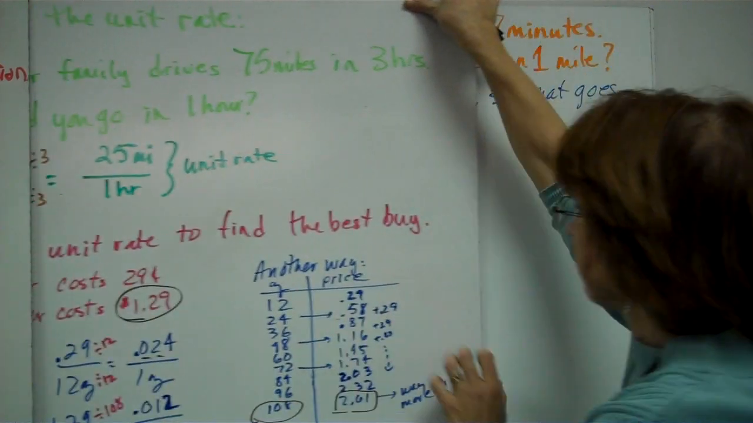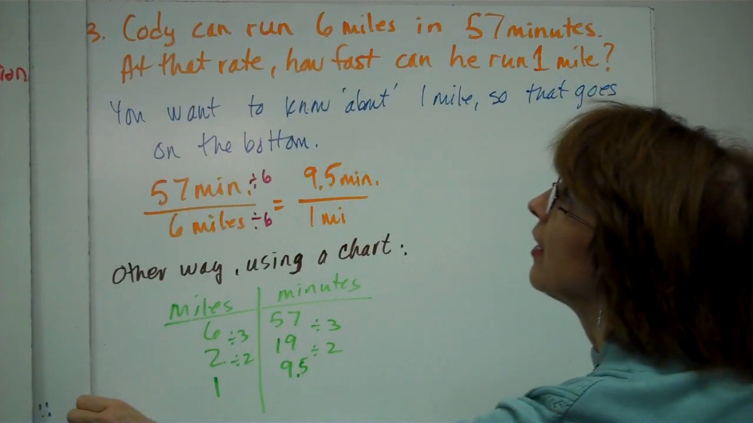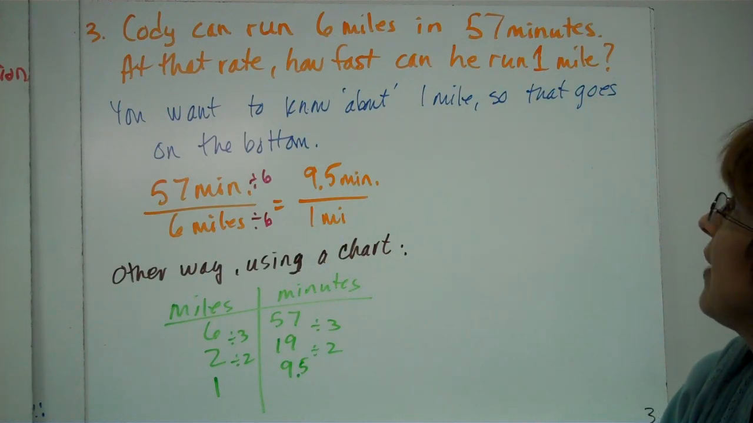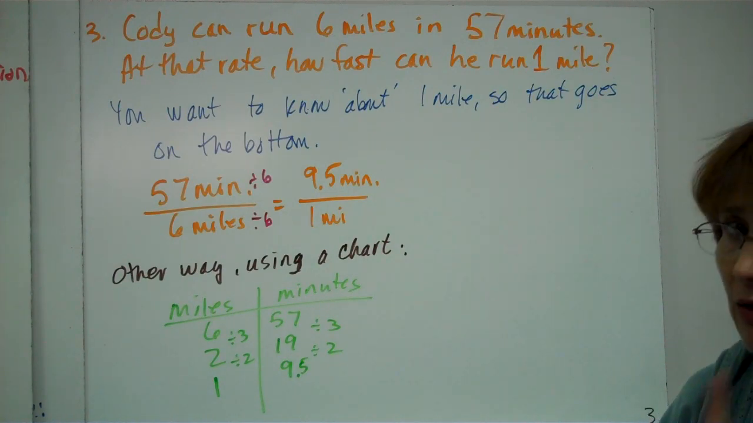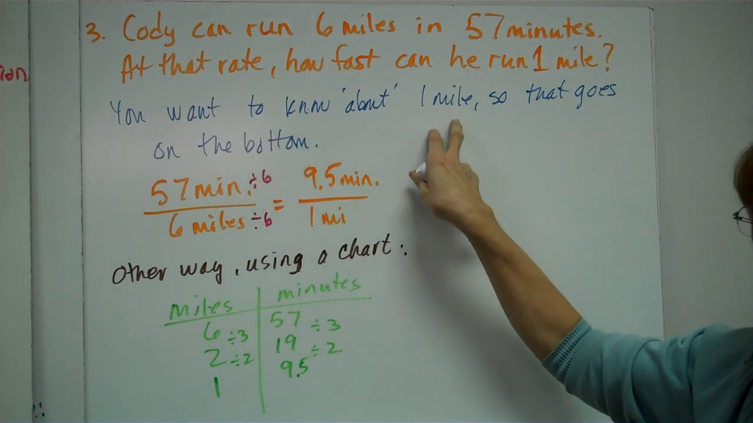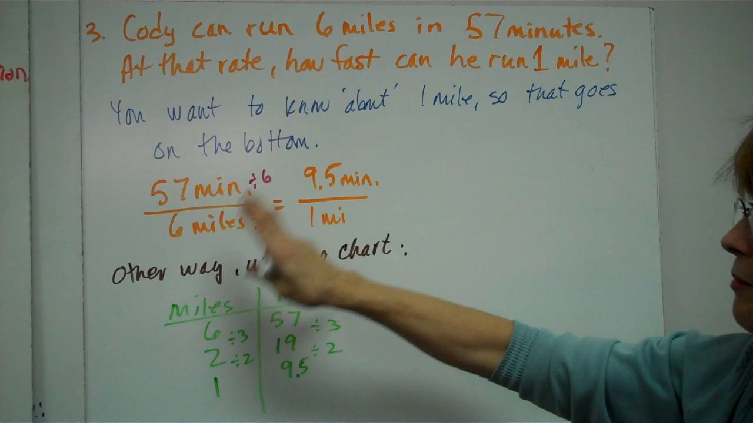Okay, let's do some more of that. All right, Cody can run 6 miles in 57 minutes. At that rate, how fast can he run in 1 mile? Okay, again, looking for 1, that's a unit rate. So the mile, you want to know about the 1 mile part. So that's going to go on the bottom, the mile.